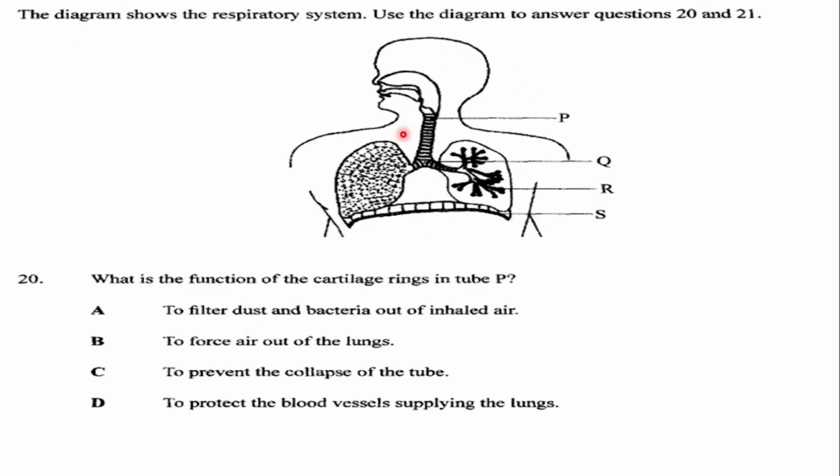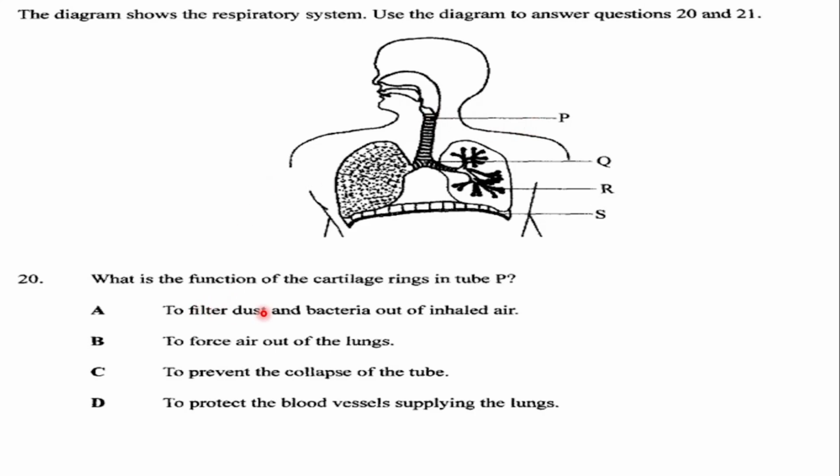And for question number 20, we're going to be looking at this diagram, but not only for question number 20, but also for question number 21. And here it says, the diagram shows the respiratory system. Use the diagram to answer questions 20 and 21. So here we have the respiratory system, and it says, what is the function of the cartilage rings in tube P? So this is tube P, and they're asking us what is the function of the cartilage rings in tube P?